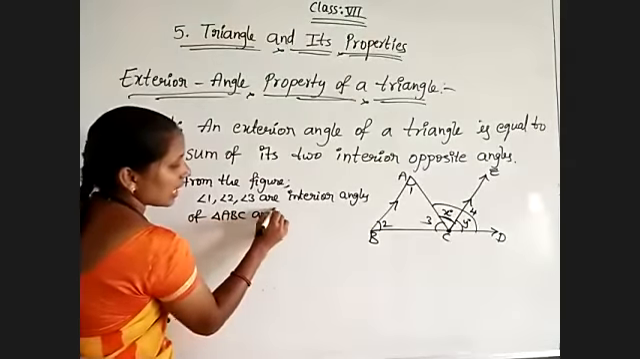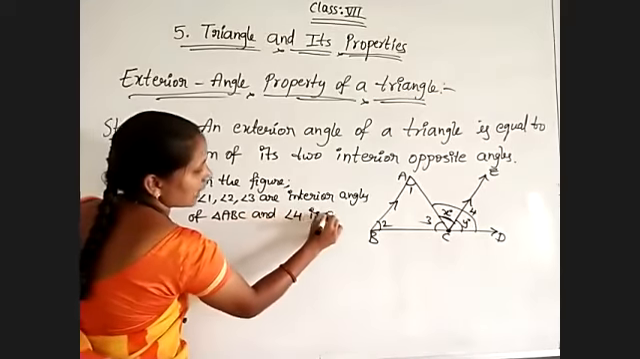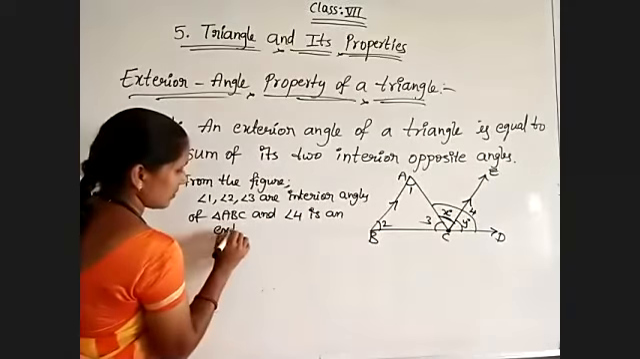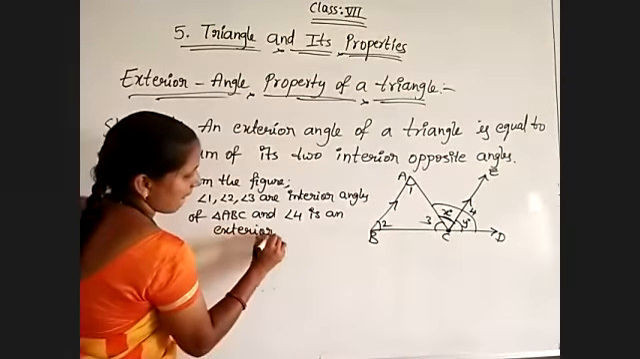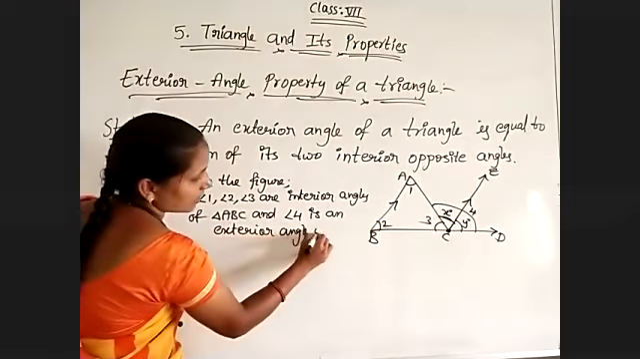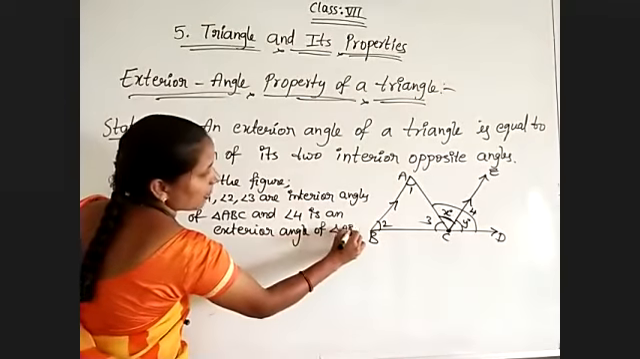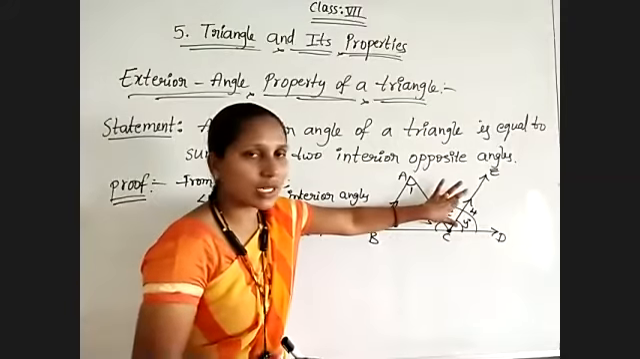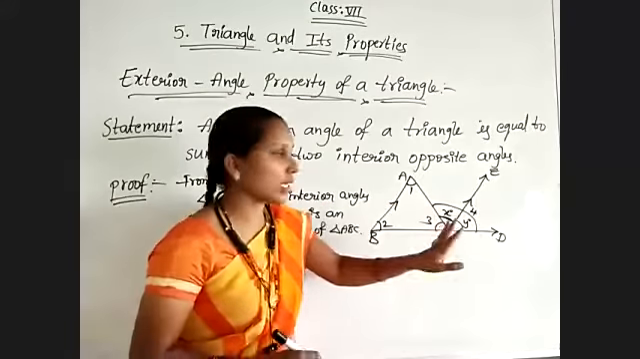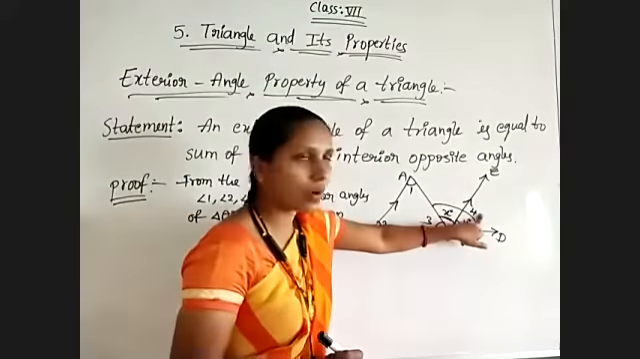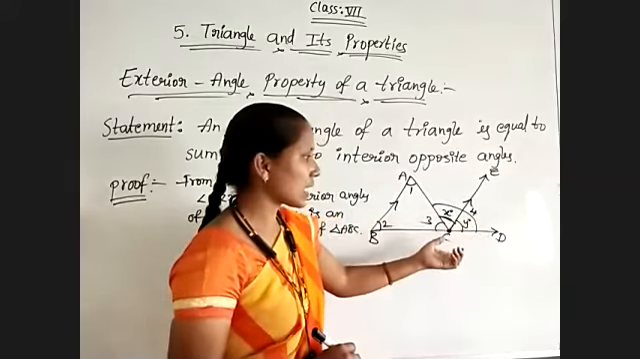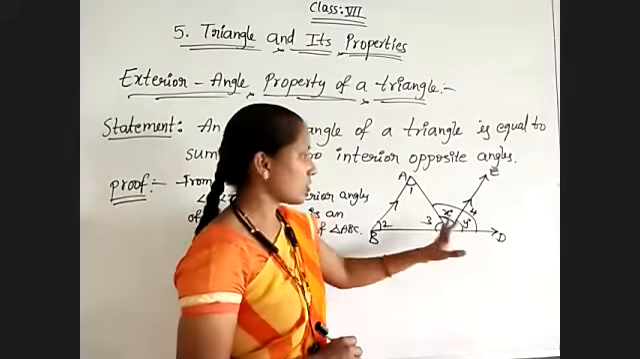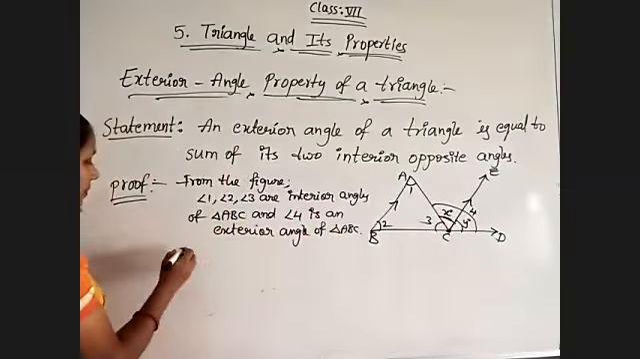And angle 4 is an exterior angle. Exterior angle of a triangle ABC. Okay, it is very clear, I think so. So angle 4 is exterior, and we are showing that angle x plus angle y is equal to angle 4. So we will see here what I am doing.